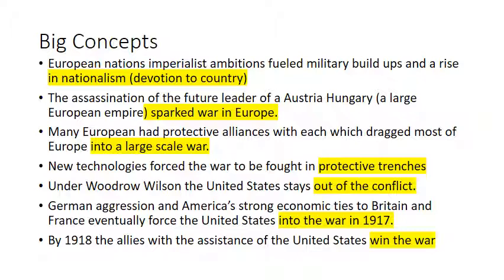Under Woodrow Wilson, the United States stayed out of the conflict. German aggression and America's strong economic ties to Britain and France eventually forced the United States into war in 1917. In 1918, the Allies, with the assistance of the United States, win the war.